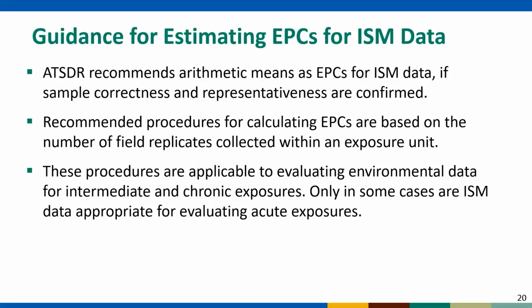Once you've reviewed your data and determined that it's acceptable for use in the PHA, how do you estimate the EPC? ATSDR recommends using the arithmetic mean of the ISM results as the EPC if sample correctness and representativeness have been confirmed following the review process we just stepped through. The exact procedures vary on the number of replicates available in each data set. Of note, these procedures are applicable to evaluating environmental data for intermediate and chronic exposures.